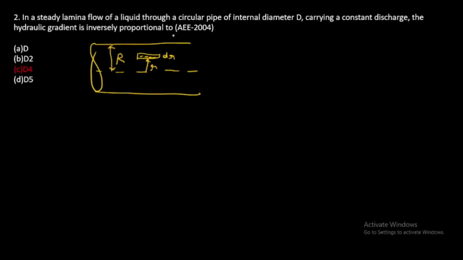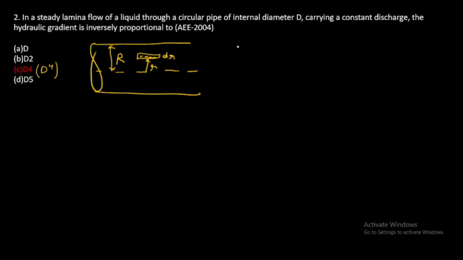Next question. In a steady laminar flow of a fluid through a circular pipe of internal diameter d carrying a constant discharge, the hydraulic gradient is inversely proportional to option C, d power of 4. It is d power of 4. We have the derivation of fluid flowing through the pipe. We will derive the shear stress, maximum velocity, average velocity, then difference in pressure.